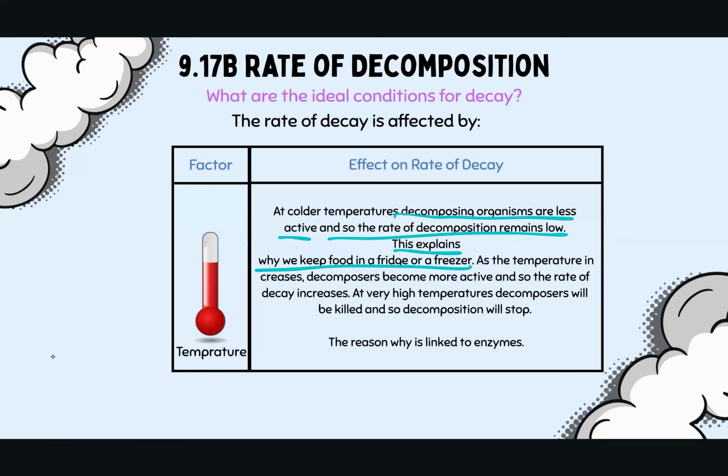Now, as the temperature increases, decomposers become more active, and so the rate of decay increases. But at very high temperatures, decomposers will be killed, and so decomposition will stop. So at a normal temperature, up to an optimal temperature, the rate of decomposition increases. But beyond that temperature, at very high temperatures, the decomposers will start to denature, as in will die because of the high temperature, but also the enzymes will start to denature as well.